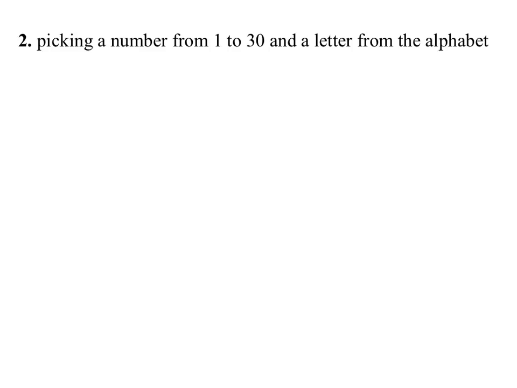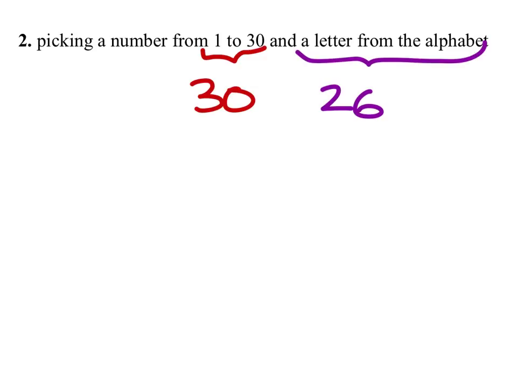Picking a number from 1 to 30 and a letter from the alphabet. So starting off on this, just with the numbers, it appears that we have 30 total choices. And alright, 26 letters in the alphabet. So now to solve these, we're just going to multiply these two. 30 times 26, 780 outcomes.